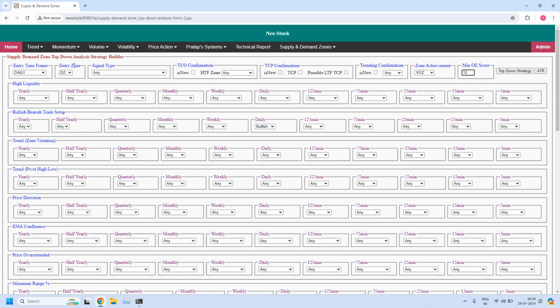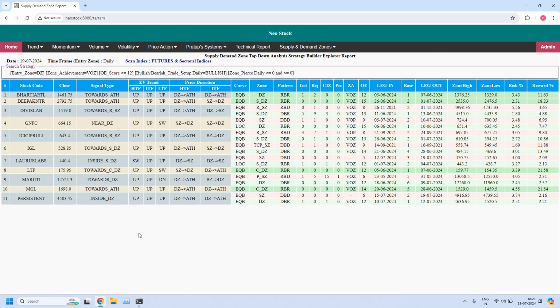So these 3 filters are applied to daily time frame. Entry zone is a demand zone. So that means daily demand zone, all the 3 filters will be applied. So with these filters, we are generating the report bullish trade setup for monthly income trade. 11 stocks are filtered. These 11 stocks are supporting bullish trade setup for monthly income trade.